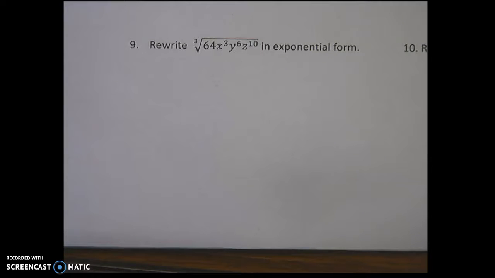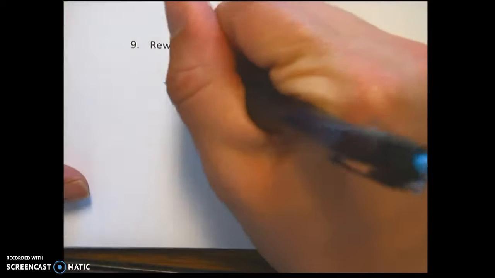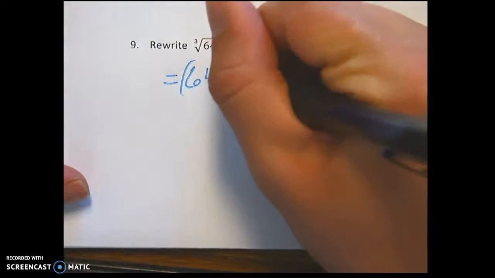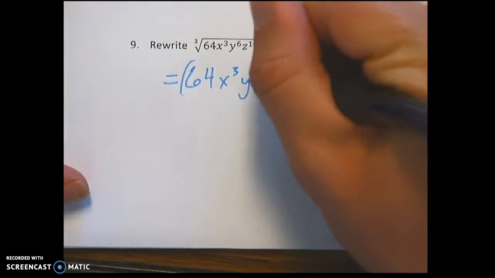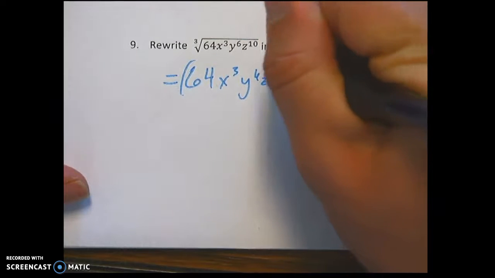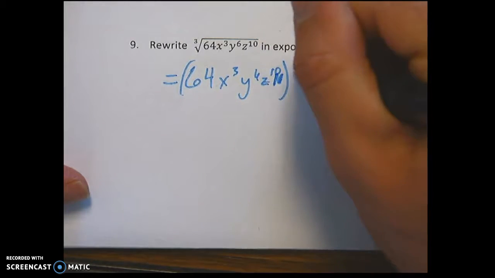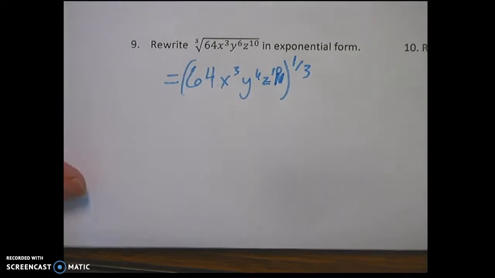All that I want you to do here is realize that you can rewrite this cube root as an exponent. So when I put this thing in parentheses, 64 x to the third, y to the 6th, z to the 10th, and put that 1/3 up in the exponent there. That's what I want you to realize. And then you can distribute that 1/3 to the 64, to the x, to the y, to the z.